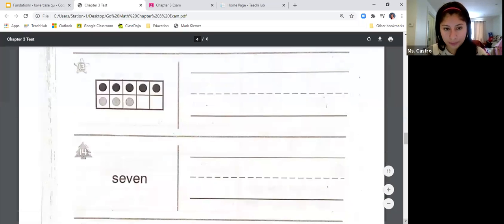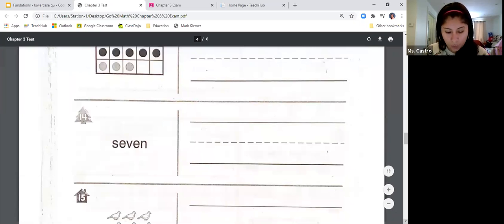Number 14. They want you to write the number that matches the word. So look at the word, try to figure out what number that word is, and then you write the number on the line.